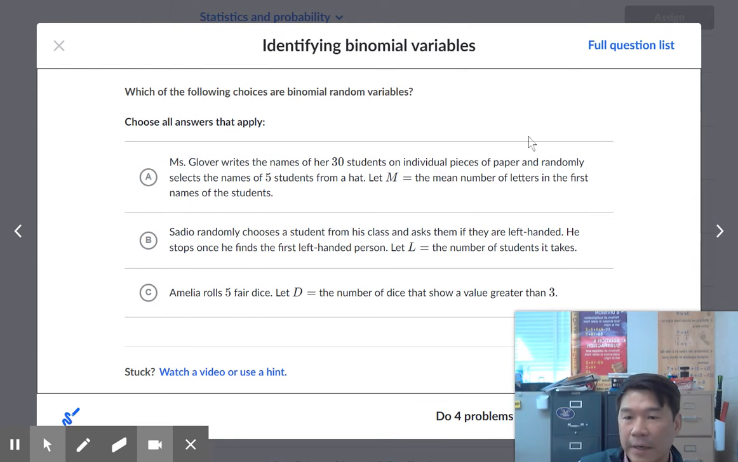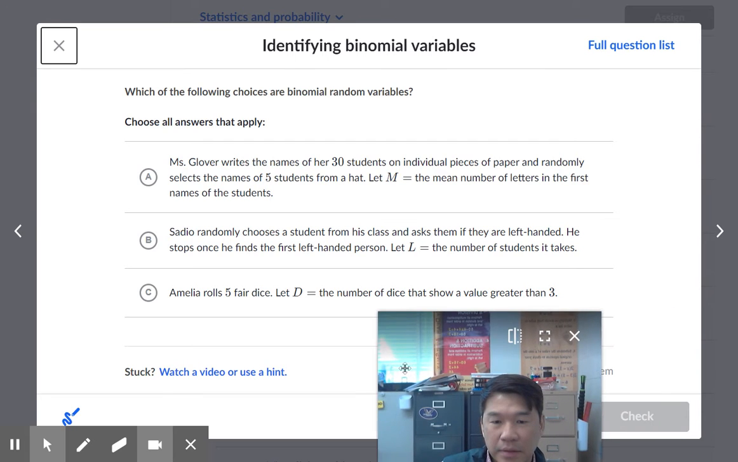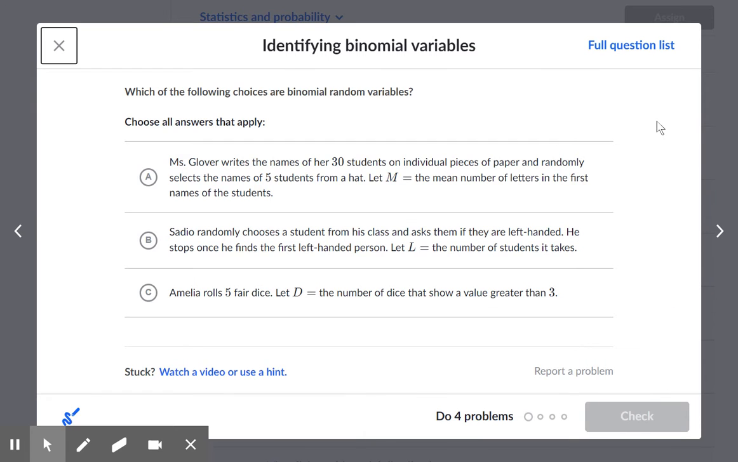So before we dive into the question, it will be best if we talk a little bit about what a binomial distribution is, right? Binomial random variables, binomial distribution of binomial random variables.